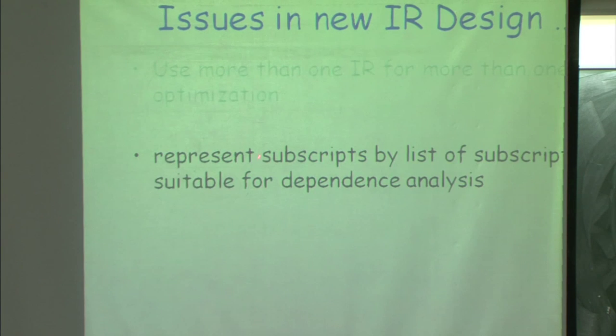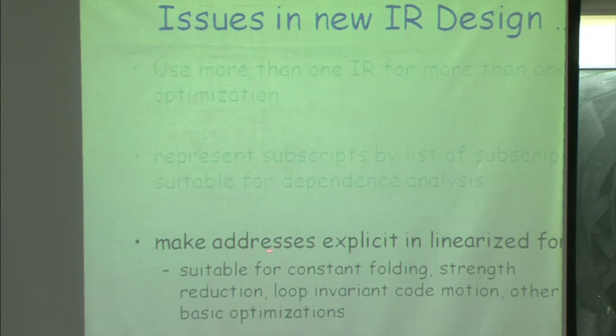So this represents a subscript by a list of subscripts. HIR represents subscripts, which is suitable for the kind of analysis I just talked about, called dependence analysis. And low level IR is something which makes all the addresses very explicit, and some kinds of optimizations are very useful there. So when we want to do constant folding, strength reduction, loop invariant code motion and so on, this is the kind of IR which is going to be more useful. We'll talk about these code optimizations towards the end of the course. That is going to be the last topic.